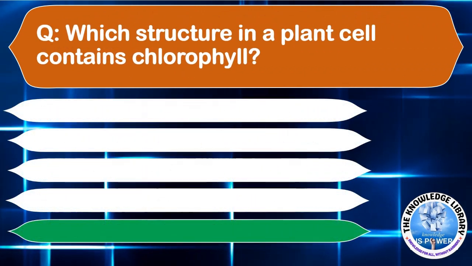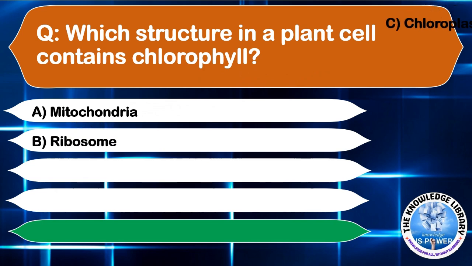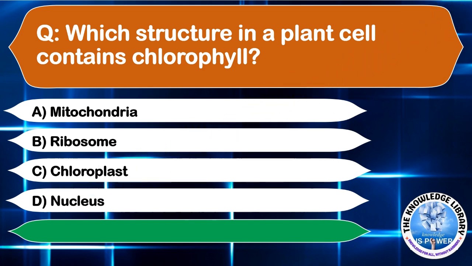Which structure in a plant cell contains chlorophyll? Option A, mitochondria. Option B, ribosome. Option C, chloroplast. Or option D, nucleus. The correct answer is option C, chloroplast. Moving to the next question.